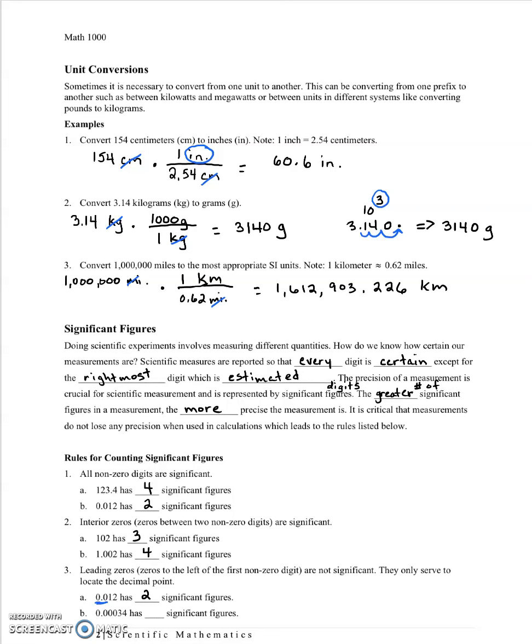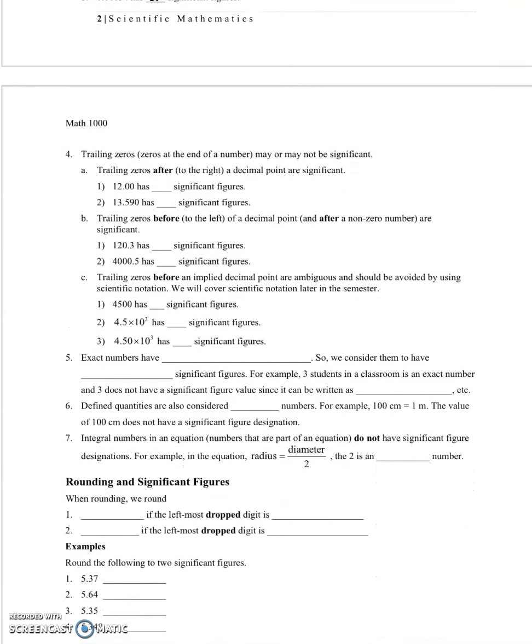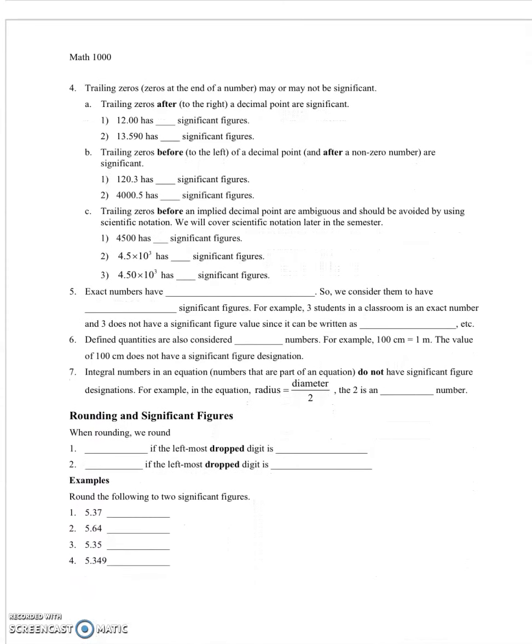Okay, by the same reasoning, 0.00034 only has 2 significant figures. And that's because all the zeros are before the first non-zero digit. Okay, scrolling down to the next page of the notes.